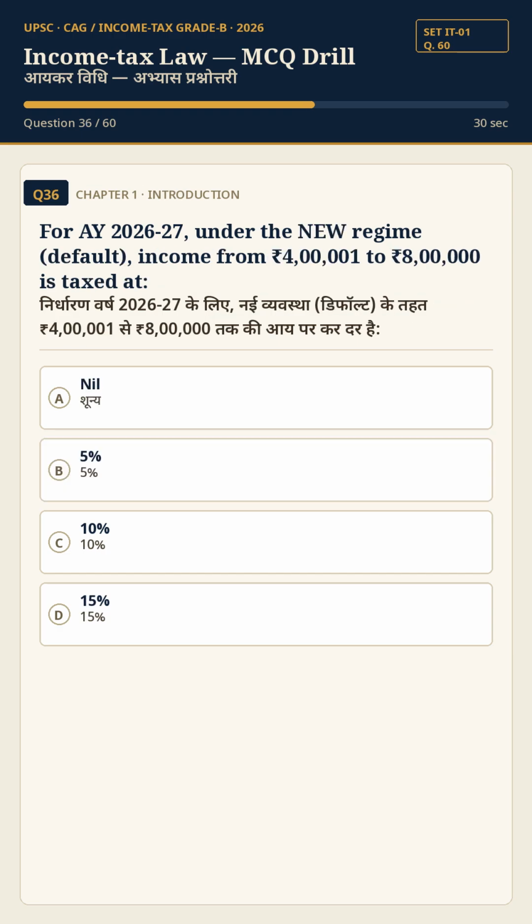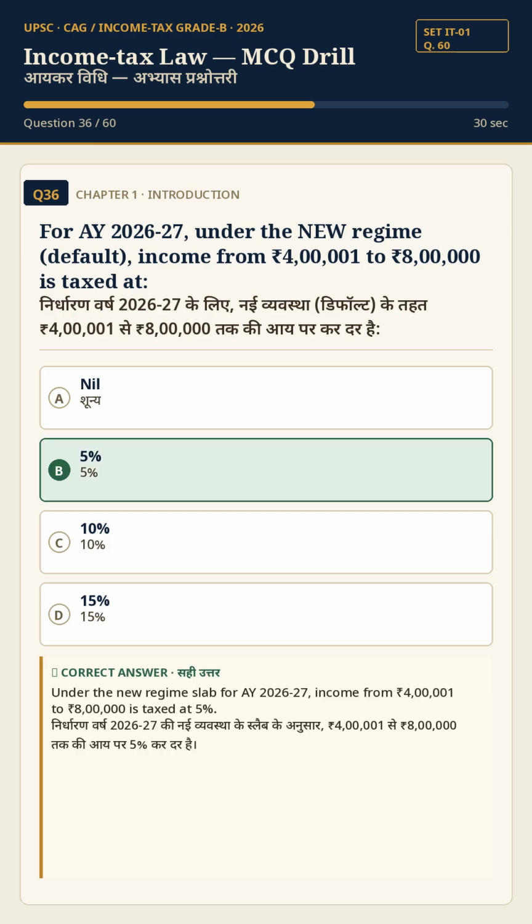Question 36. For AY 2026-27, under the NEW regime default, income from 400,001 to 800,000 is taxed at which rate? The correct answer explanation: under the new regime slab for AY 2026-27, income from 400,001 to 800,000 is taxed at 5%.